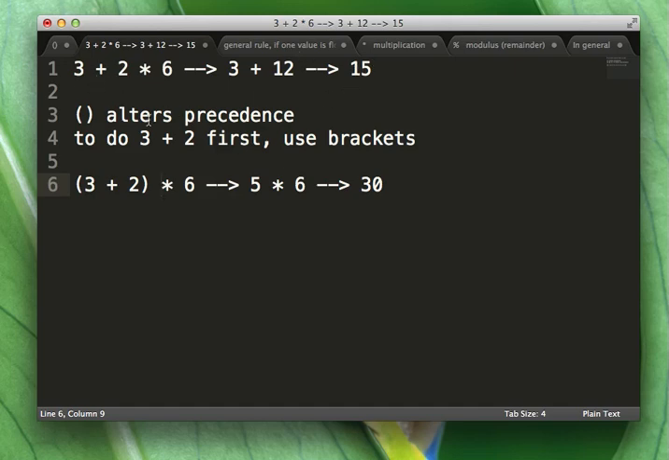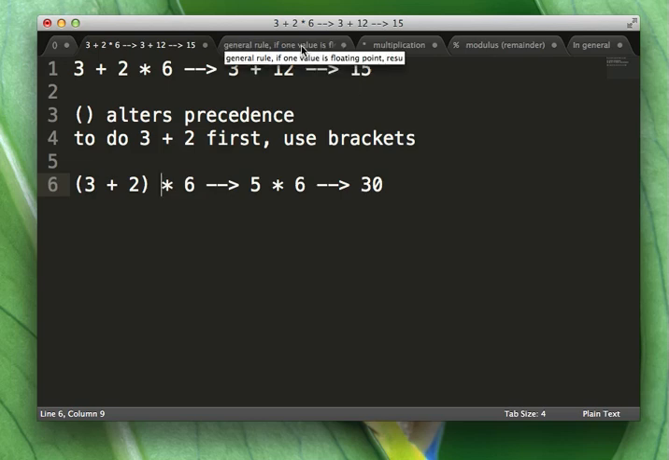Now, if you want to alter the precedence of these operators, you have to use brackets, and brackets is the operator that will alter what to do first. In this case, by putting brackets around the addition operator and its operands, we will actually calculate what 3 plus 2 is first and use that result to multiply by 6. And thus, by using brackets, the result of the entire expression is 30 instead of 15.